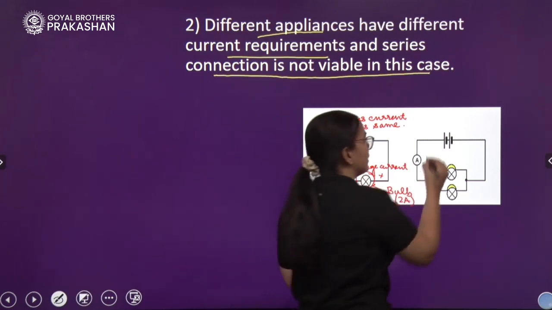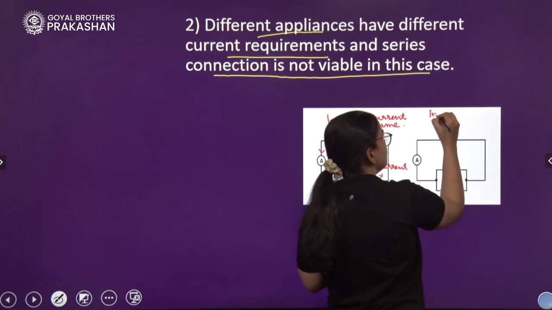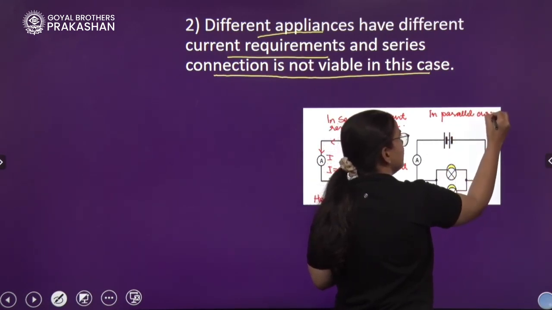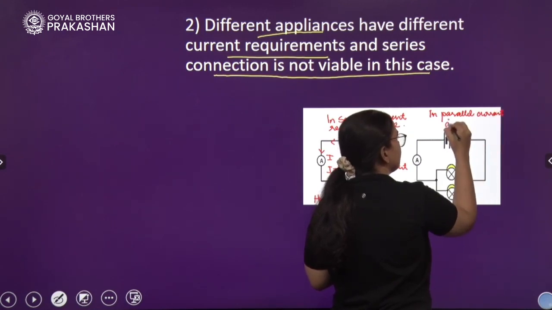Now in case of parallel, in parallel current divides.